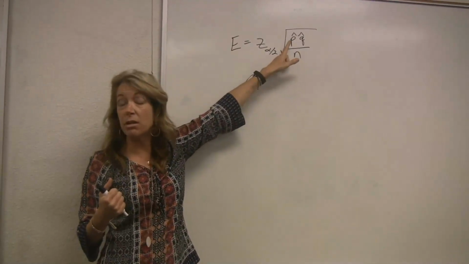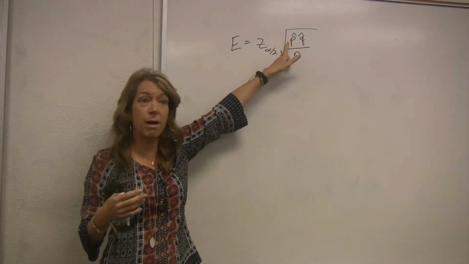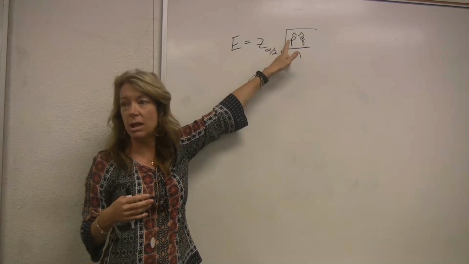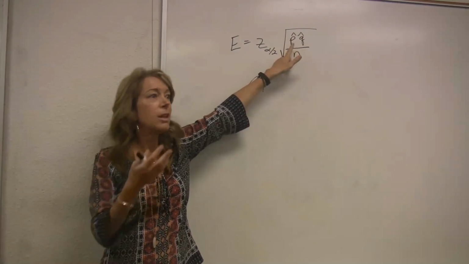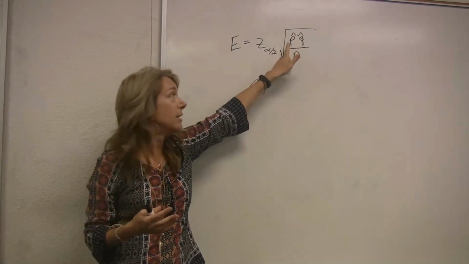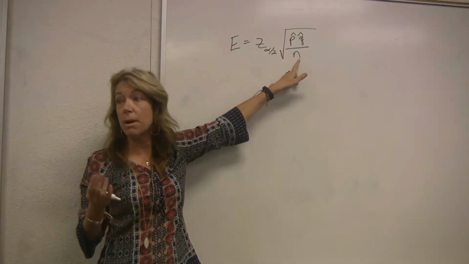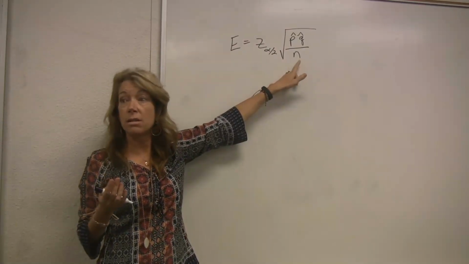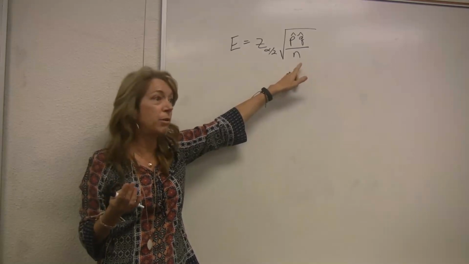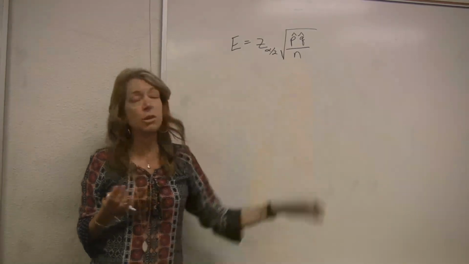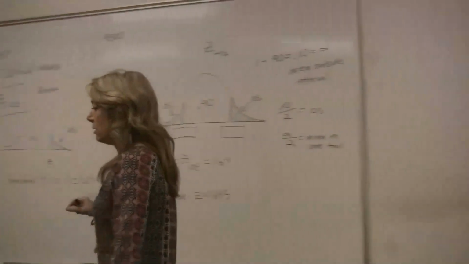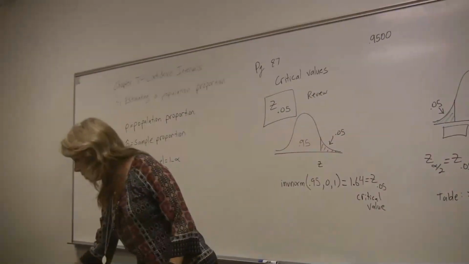P hat's going to be your sample proportion, which once we have a problem we can get that. What do you think q is? The complement of p hat, right? And n is not population, sample size. How many number of people or things? So we're going to use that and do example 5.